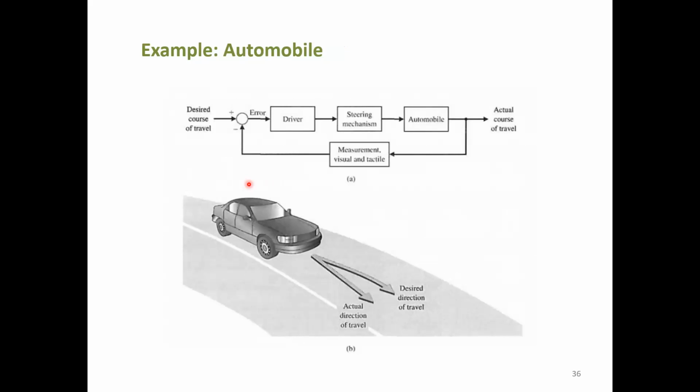The automobile system, what is happening here? That is the desired course of travel. And that is the actual course of travel. So he can observe visually by his own eye. Okay. So driver, steering mechanism, automobile, then the measurement, visual and tactile. Okay. Here's an example of automobile.